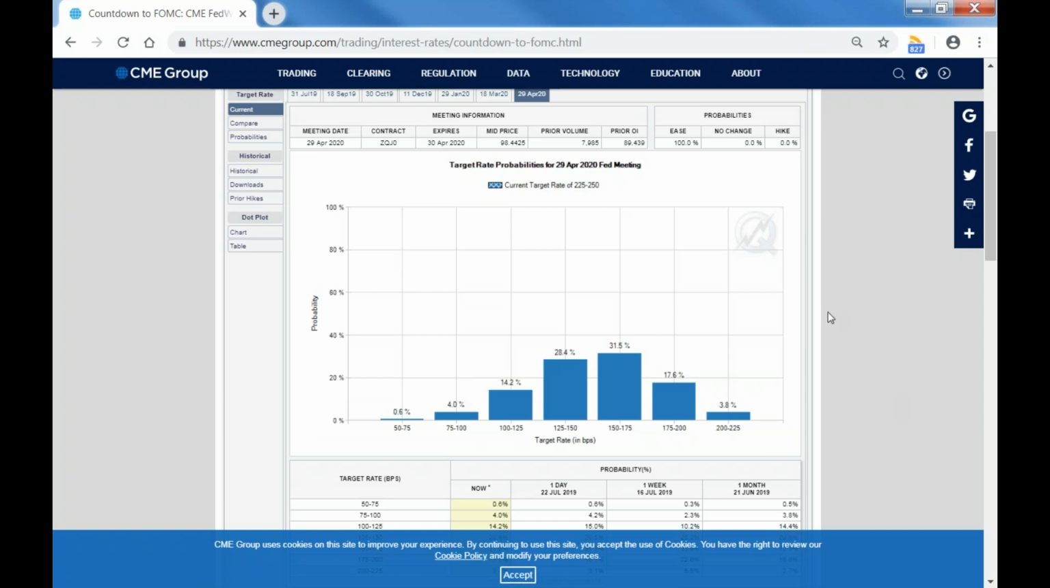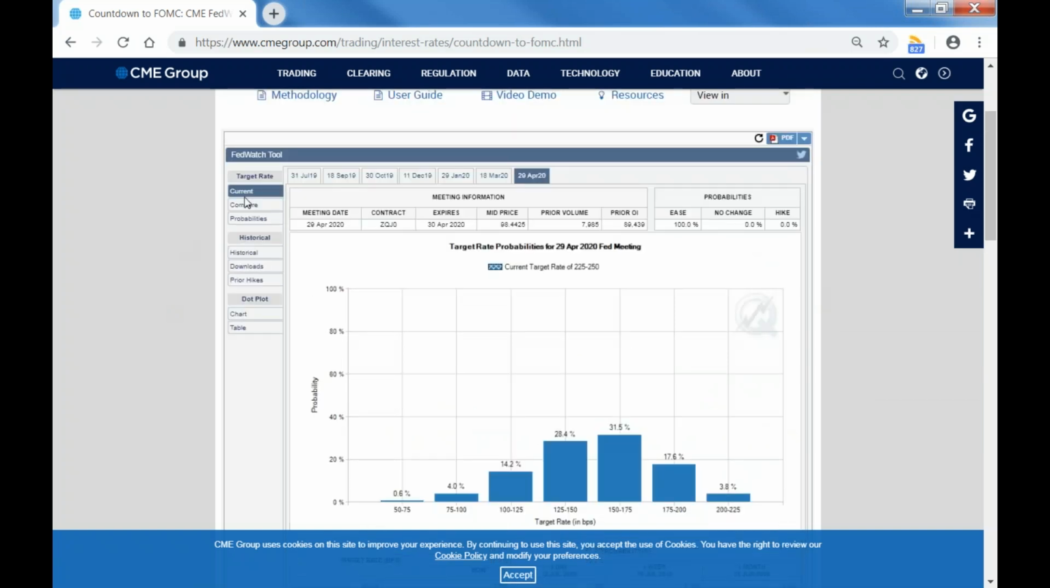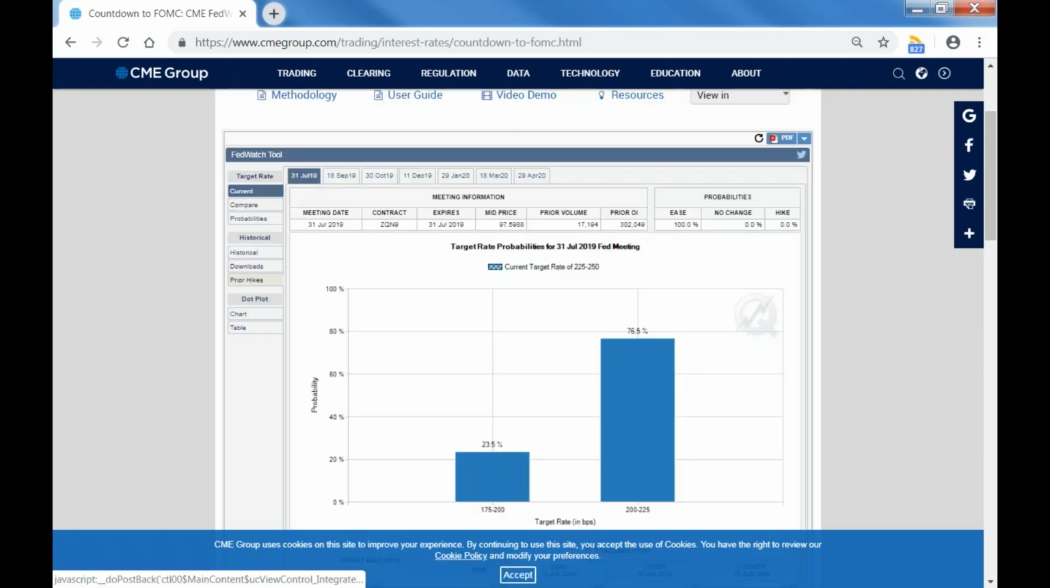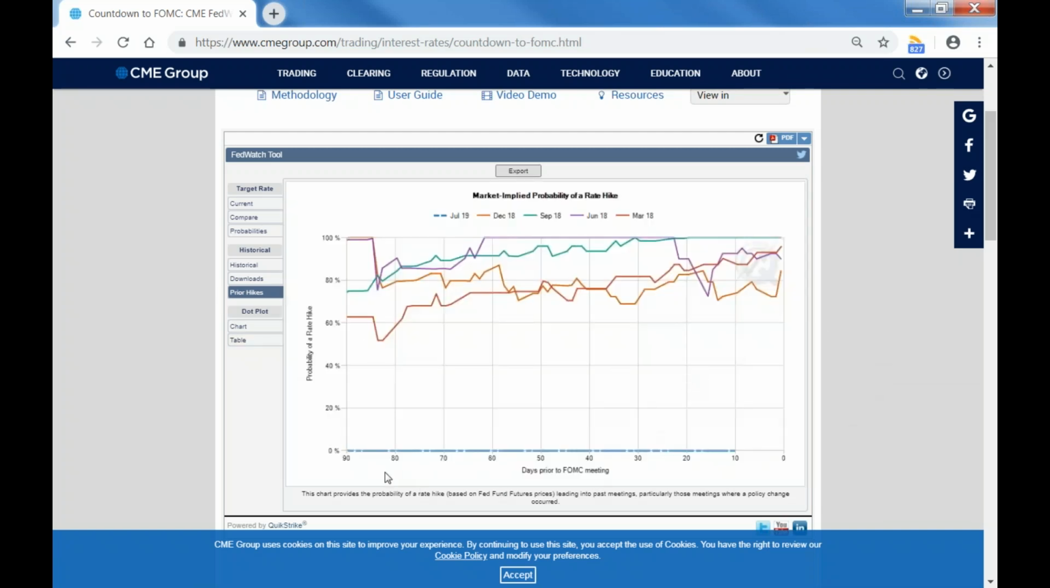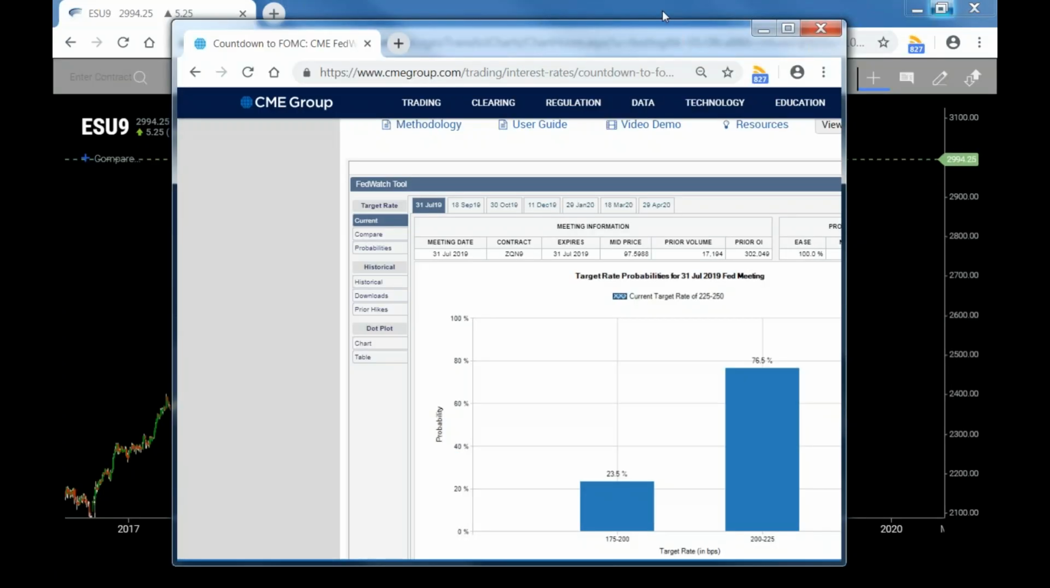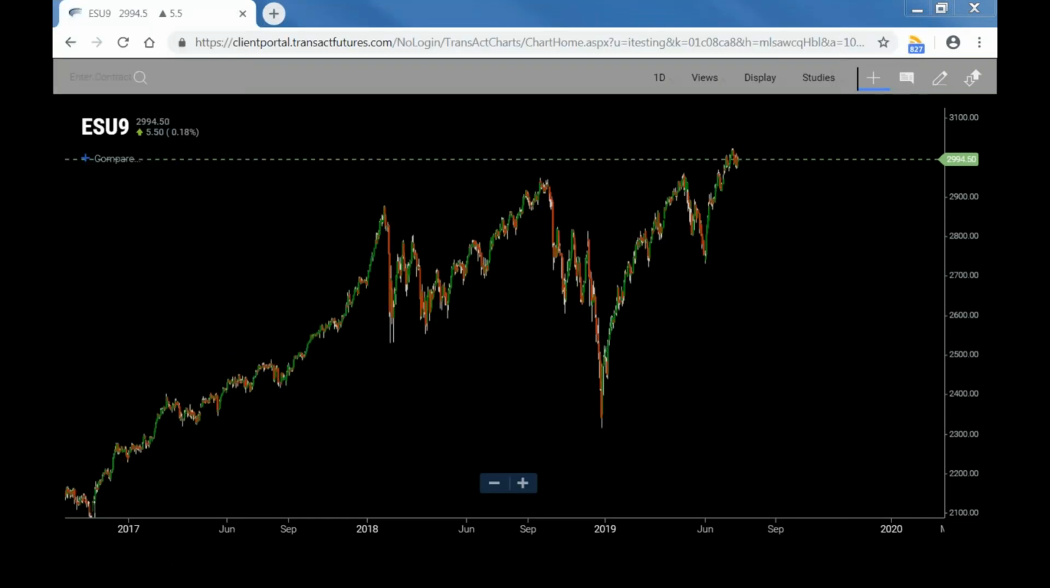So this is a really good thing to look at and just keep an eye on what happens. You could compare. There's all sorts of tabs on the left here. I'm not going to bore you to death with this any more than I already have. And then prior rate hikes, they have this kind of data also up here. This is just a great thing. I really enjoy watching this. Whoever came up with this, thank you for that. Let's get this out of the way and go back to the charts.